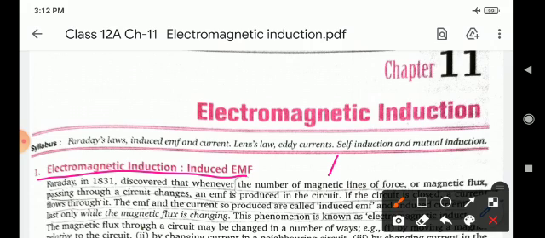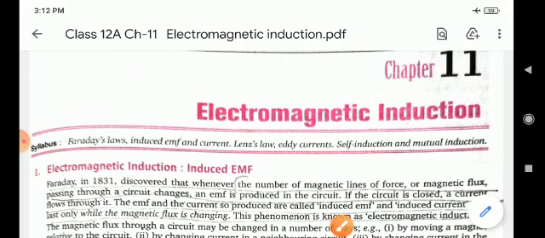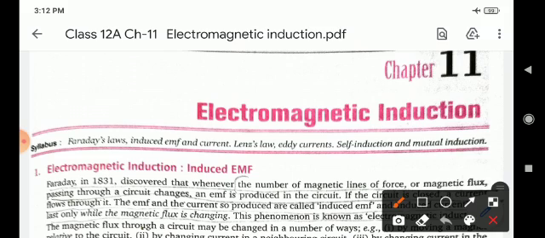Children, induced EMF. What is EMF? EMF means electromotive force. Battery, source of energy, accumulator and excite battery are EMF. Children, this is very important: electromagnetic induction, that is, induced EMF.